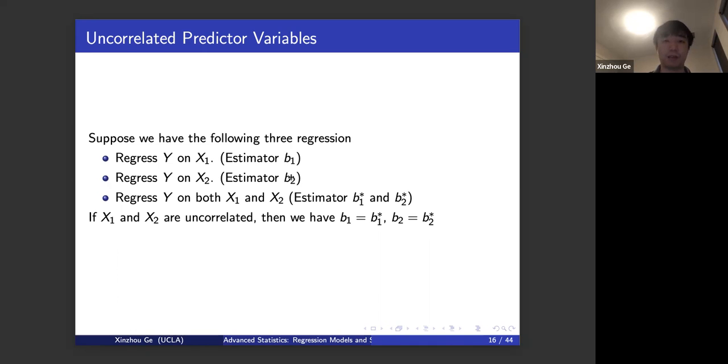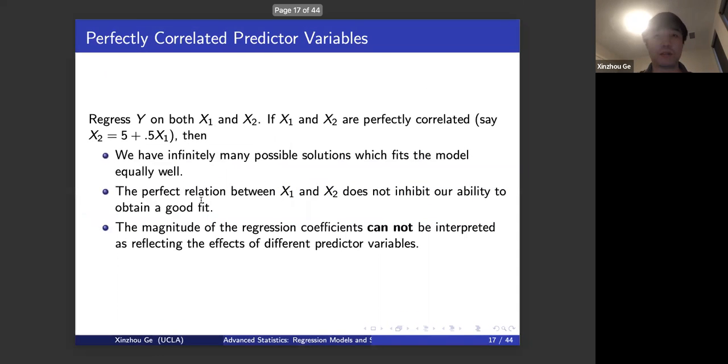Here b1 and b2 are the estimators from simple linear regressions using each of the 2 predictors, and b1 star and b2 star are the estimators from the multiple linear regression with both of the predictors. So this is the case for uncorrelated predictors. When predictors are uncorrelated, the multiple linear regression can be considered as a combination of 2 simple linear regression models. But what if the predictors are perfectly correlated?